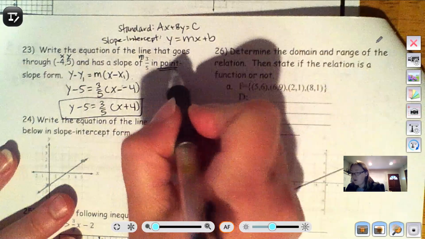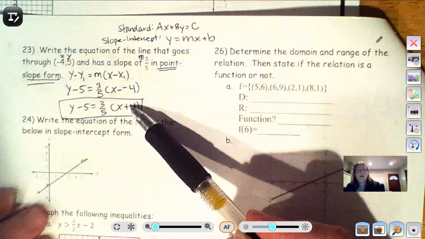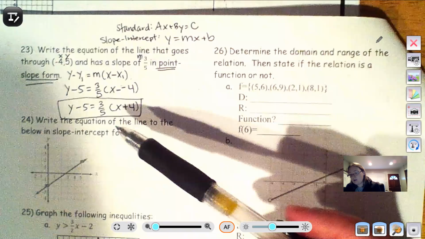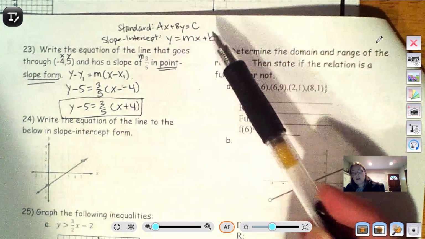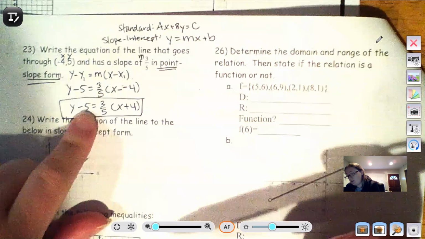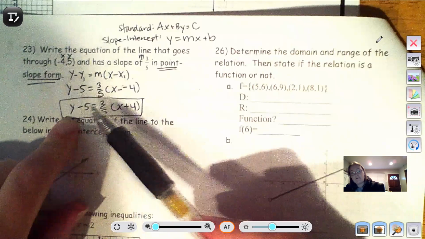So it's in that format. If it asks you for slope intercept, you could distribute and get y by itself, so it looks like this. But it doesn't ask you in this particular problem. But if you were asked, you could always do that, distribute and then get y by itself.